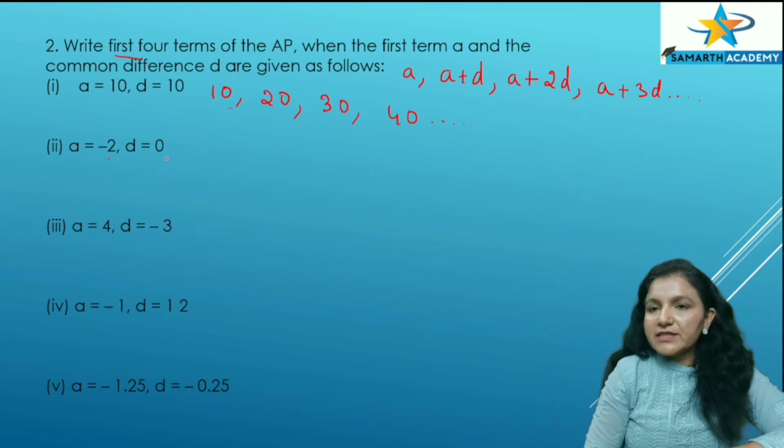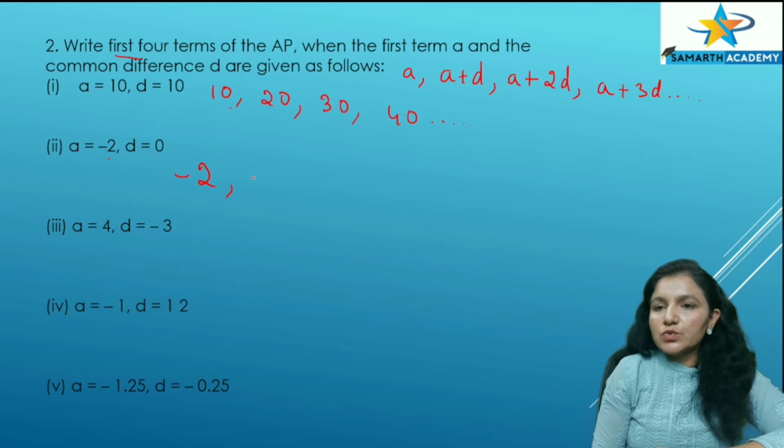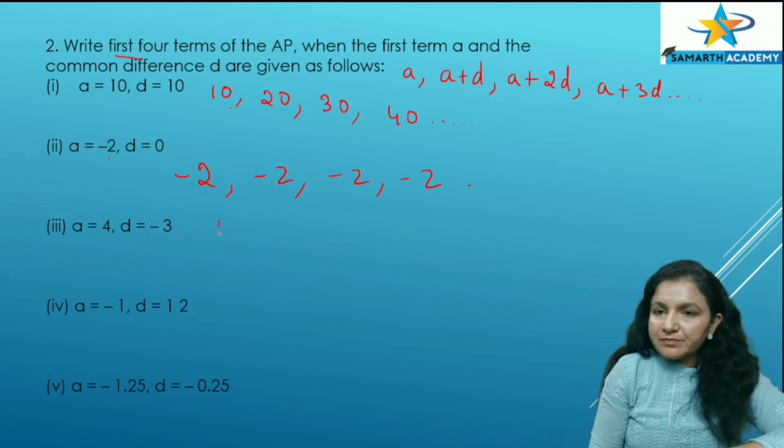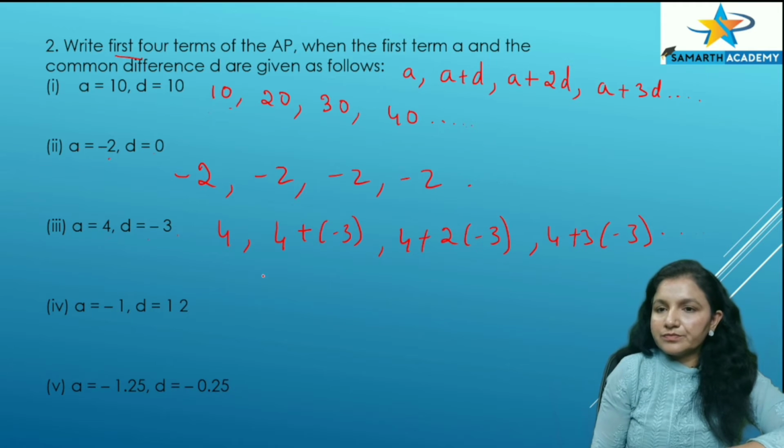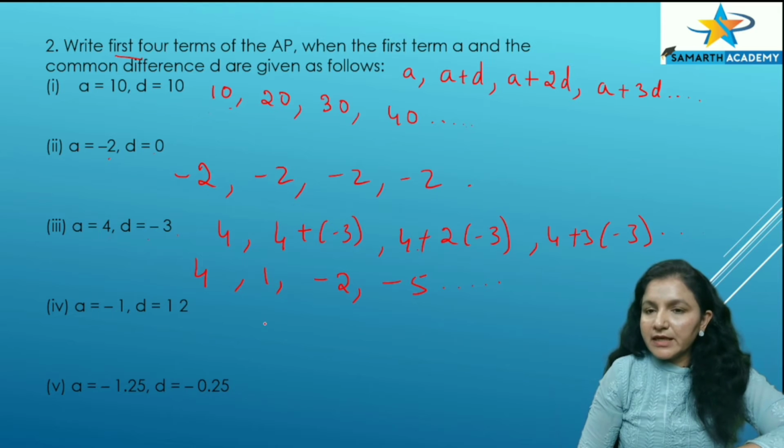A is equal to minus 2, D is 0. So the AP is minus 2, minus 2, minus 2 and minus 2. Question 3, A equal to 4, D is equal to minus 3. So what is our AP? 4, 4 plus minus 3, 4 plus 2 into minus 3, 4 plus 3 into minus 3 and so on. This becomes 4. 4 minus 3 is 1. 1 minus 3 again is minus 2, minus 5 and so on. So this is the AP.